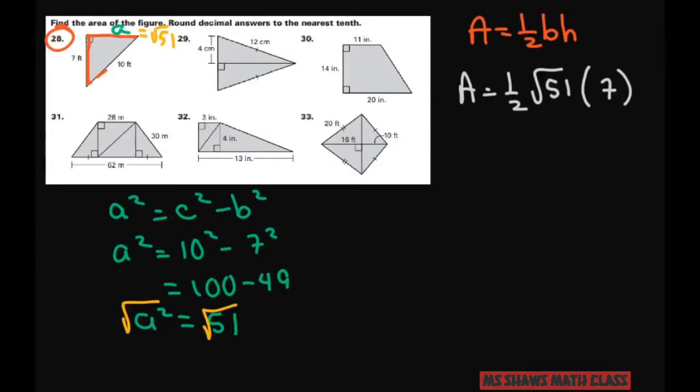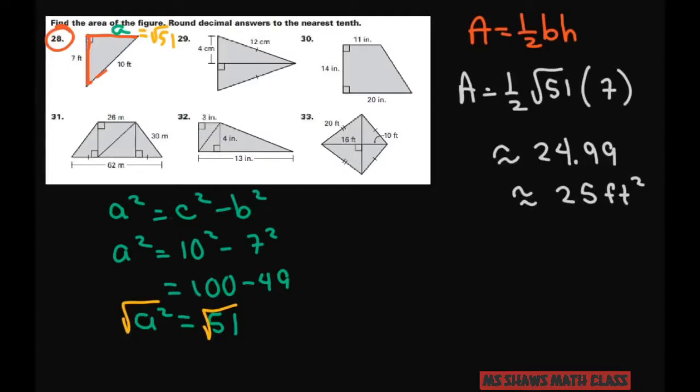times 7. And that gives you approximately 24.99. So if you round to the nearest tenth, that's just going to be approximately 25, and it's square feet.